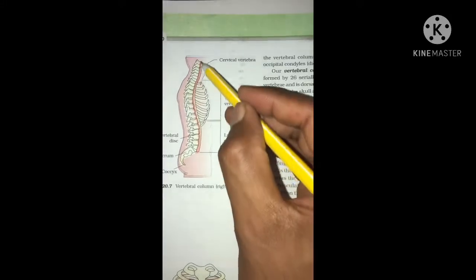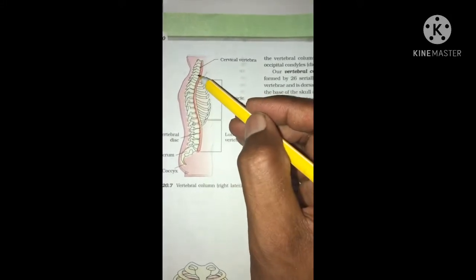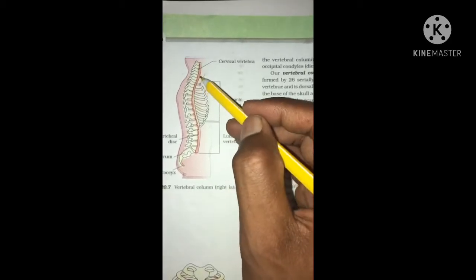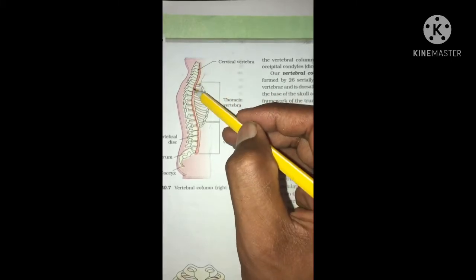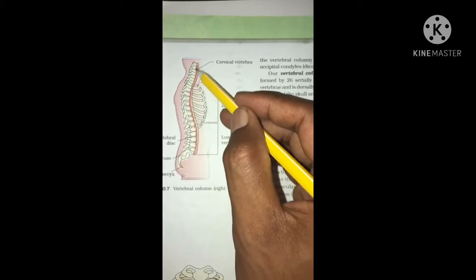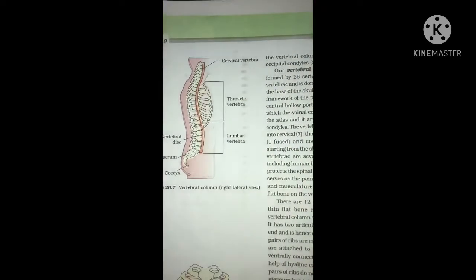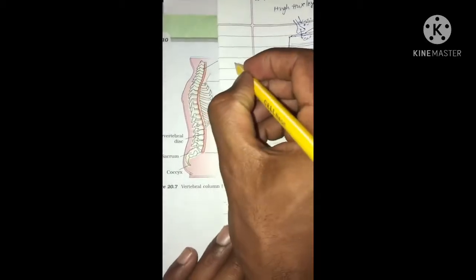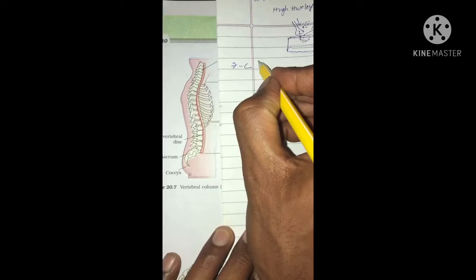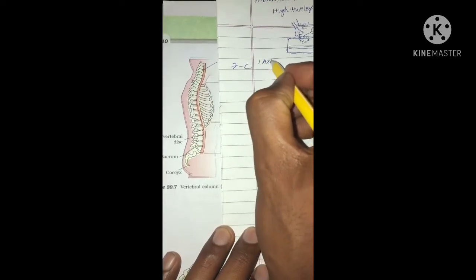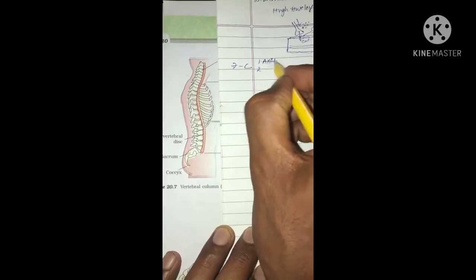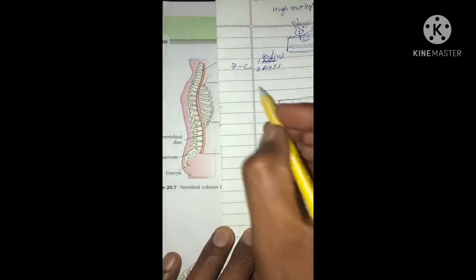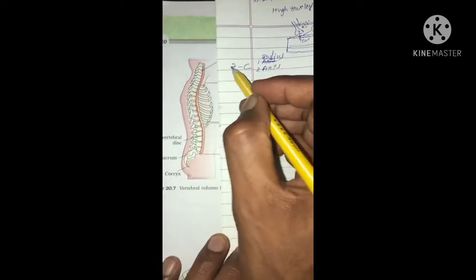In the vertebral column, in the neck region, there are 7 bones. The neck region contains 7 bones, called typical cervical vertebrae. How many bones are present in the neck region? 7 bones. Out of the 7 bones, the first bone is called the atlas. Second bone is called the axis. Okay, this is the cervical vertebrae, the neck region.